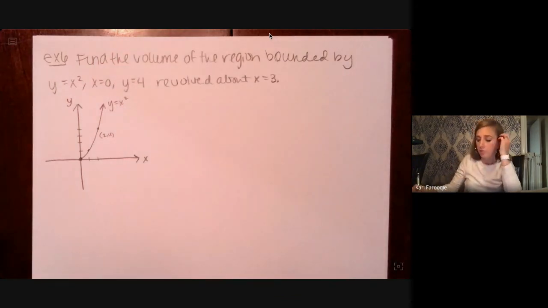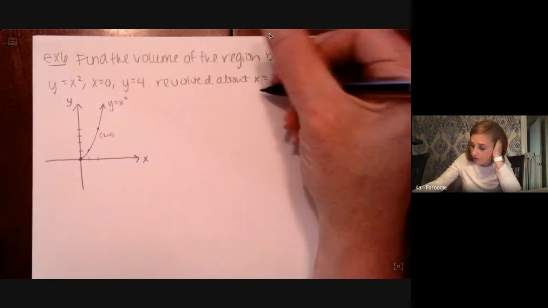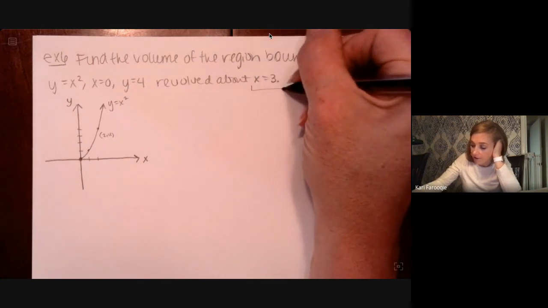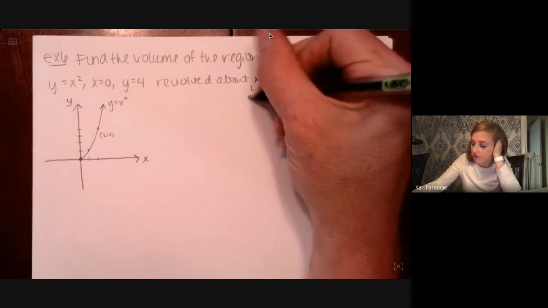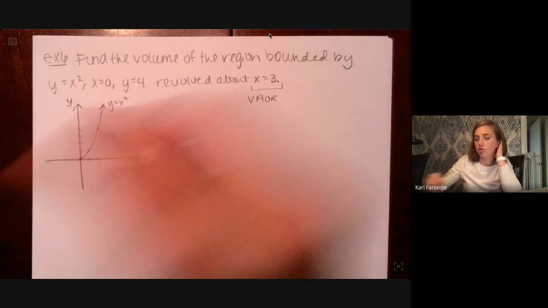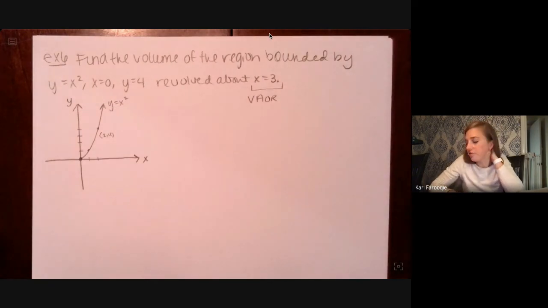And notice, by the way, that I'm revolving this about the x-axis. I'm sorry, about x equals 3, not the x-axis. This is the vertical axis of revolution. You know what I think part of the problem is? Students see x equals and they automatically think horizontal because the x-axis is horizontal. You have to remember that an x equals is a vertical line.